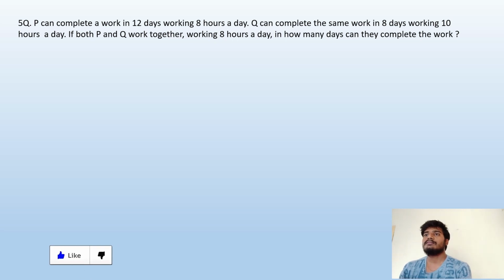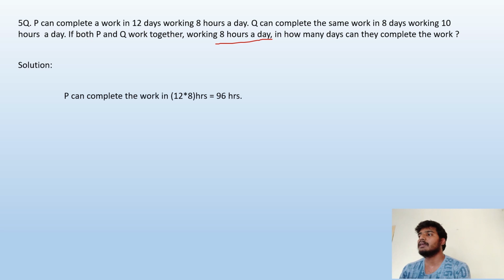And the next question is, P can complete a work in 12 days, working 8 hours a day. Q can complete the same work in 8 days, working 10 hours a day. If both P and Q work together 8 hours a day, in how many days can the complete work be done? Here P can complete the work in 12 days, working 8 hours a day. So 12 into 8, total hours is 96 hours he is working.